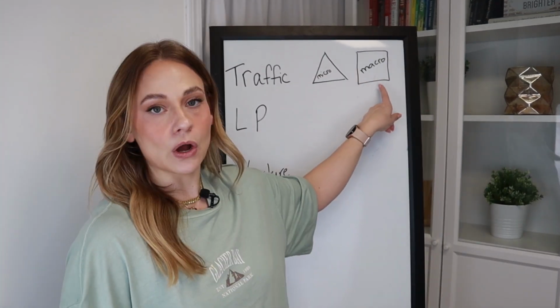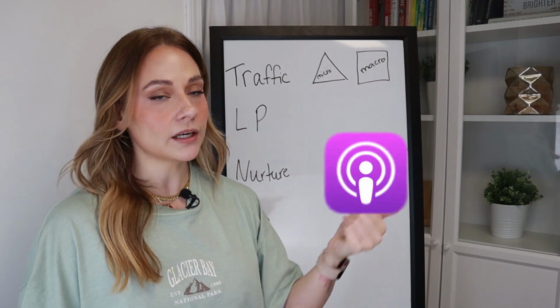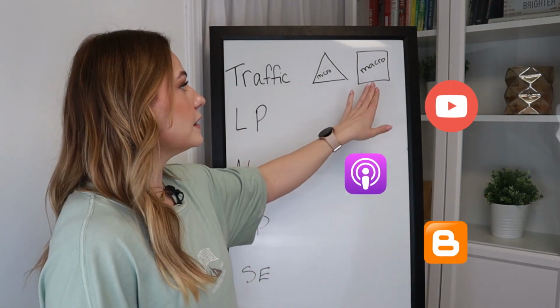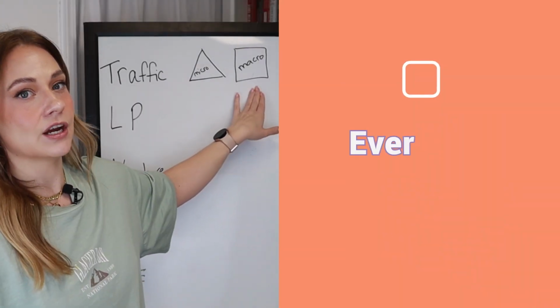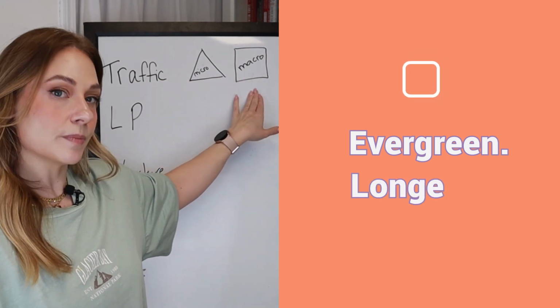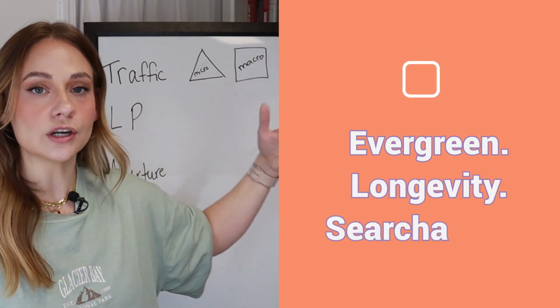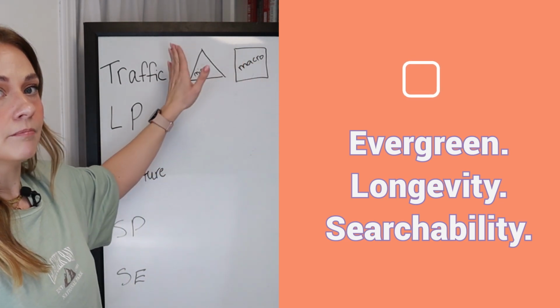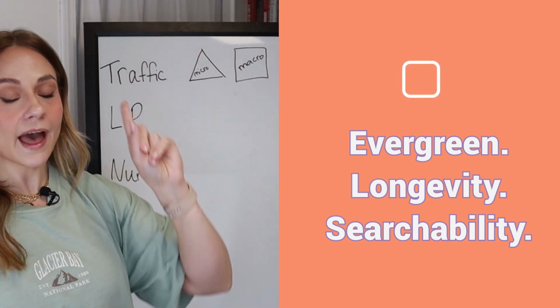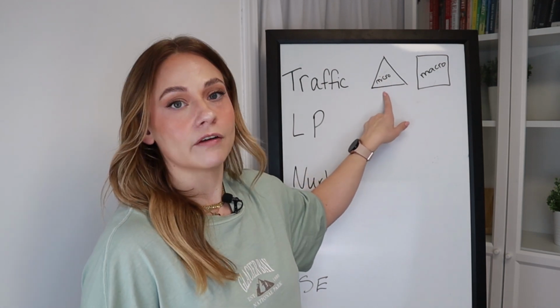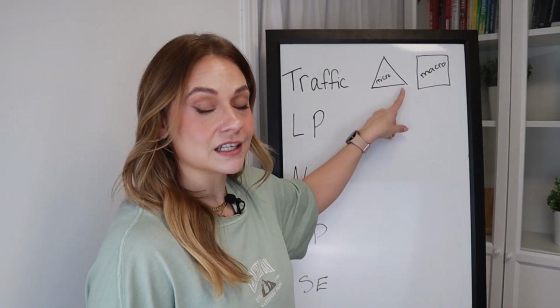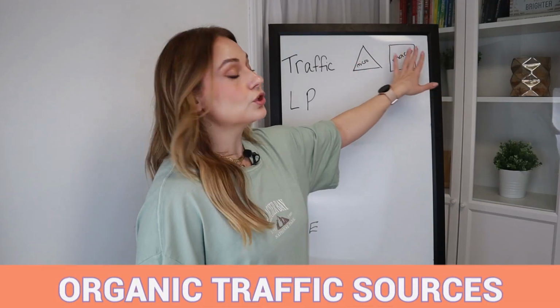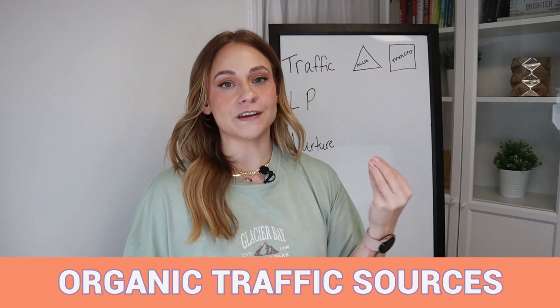Now, in macro content, you're thinking about podcasts, YouTubes, blogs. You're really thinking about evergreen content here, and it serves more for searchability because it uses keywords, and obviously it has the longevity that the micro content doesn't have. However, micro content offers more conversations and community that macro content cannot have. So these are your two main organic traffic sources.